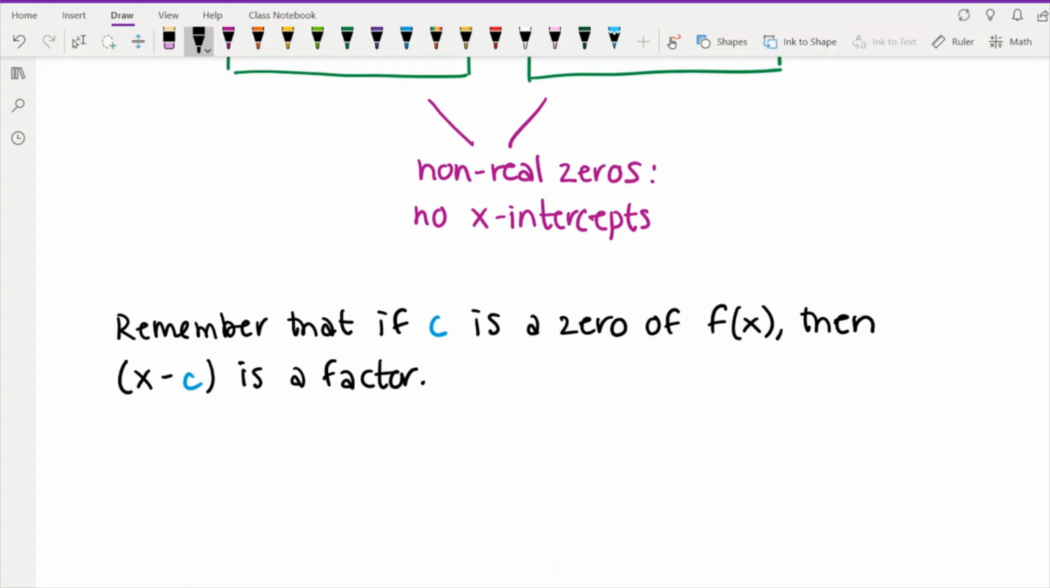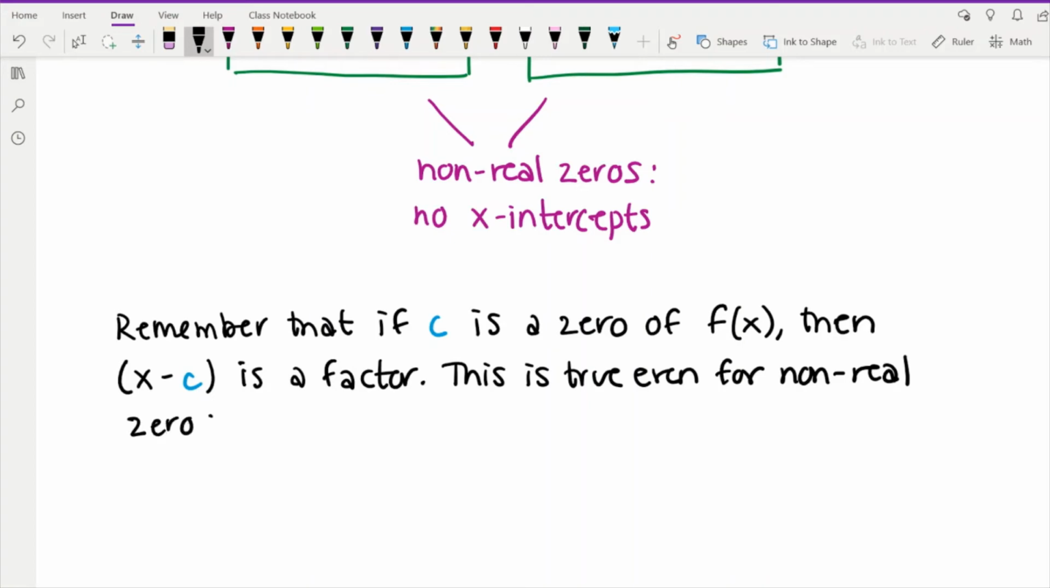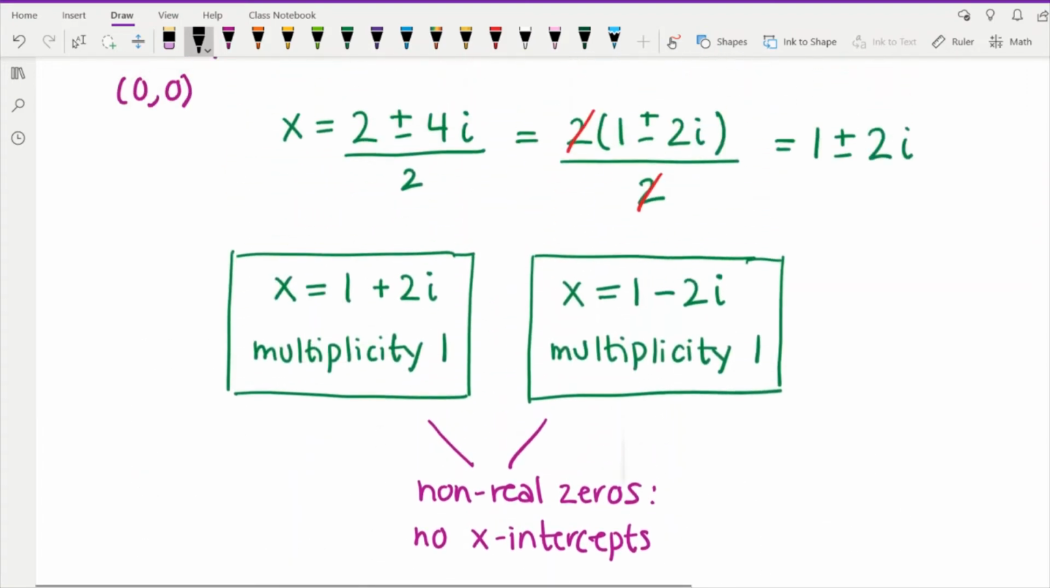We saw that that's the case even when you're dealing with weird solutions, even when your solutions are not nice, clean, whole numbers. And it also turns out that this is true even for non-real zeros, which is maybe a little bit surprising. It's definitely not the kind of factoring that you're used to seeing. So I want to show you how that actually works out for this example.